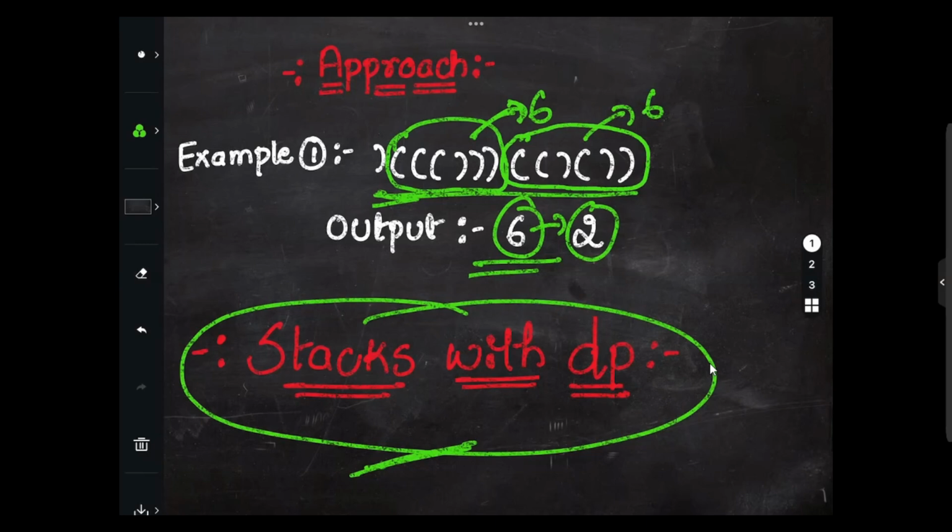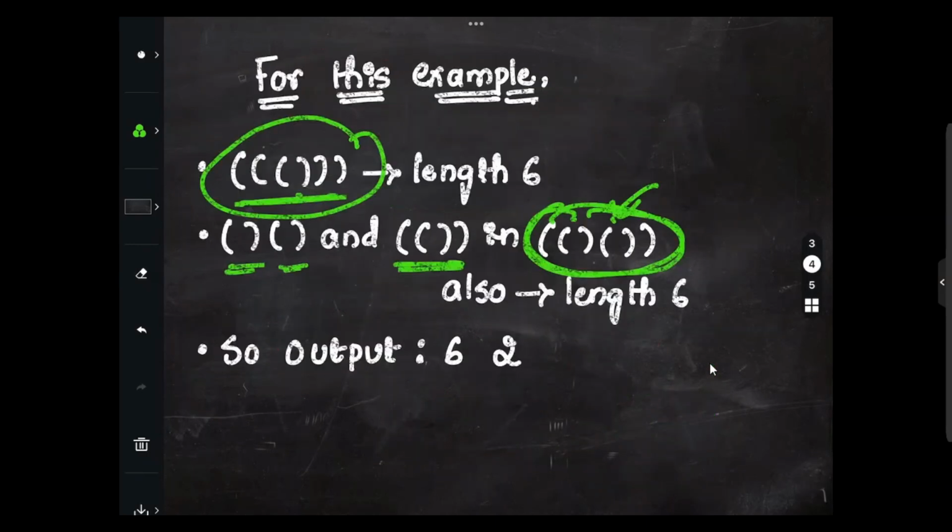So the maximum length is 6 and the count is 2 in this case. Here you can clearly see this bracket and this one, so we are speaking of this one and this one. This is valid with the length of 6. So the total maximum length is 6 and the count of such substrings is 2 in the input they have given for the first input.